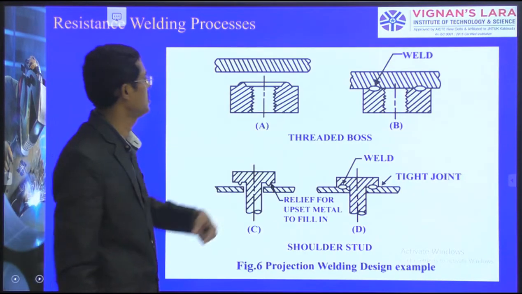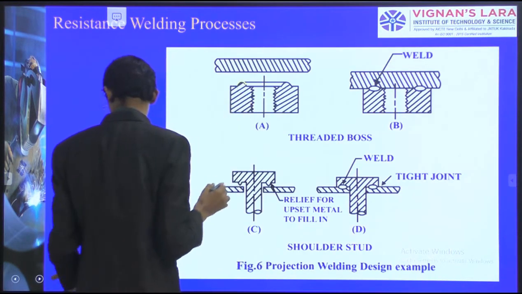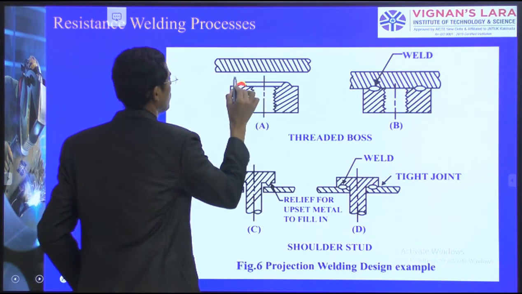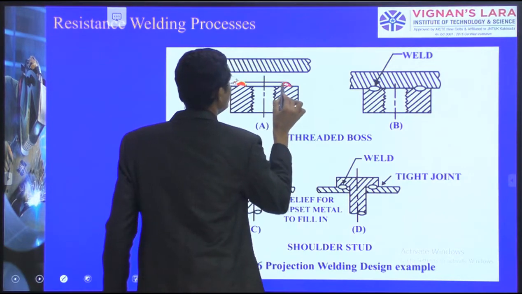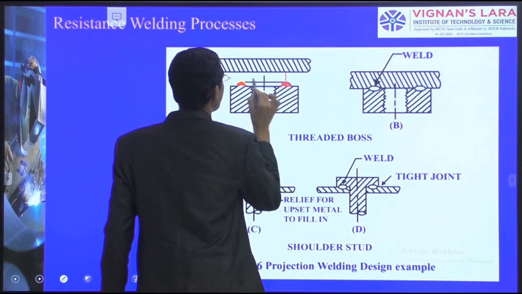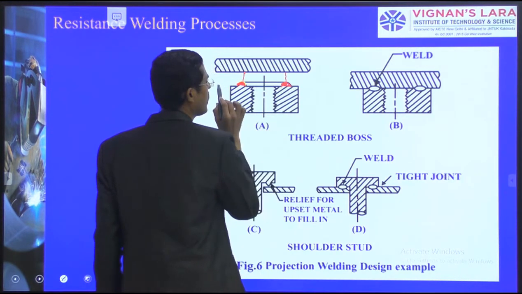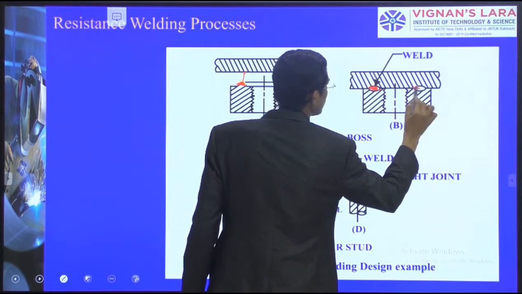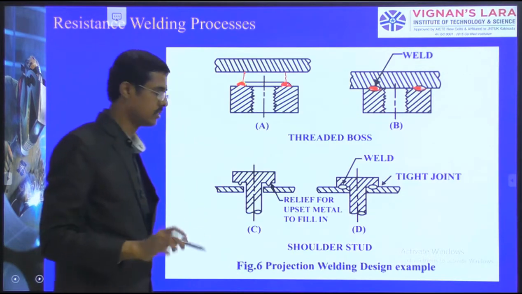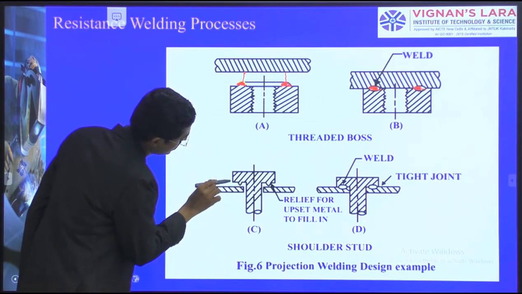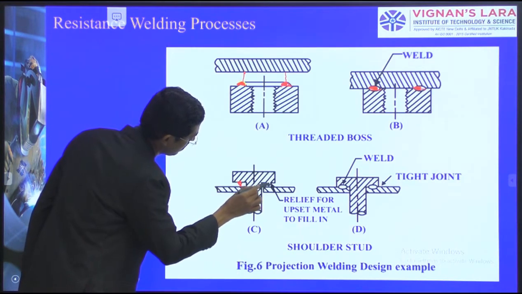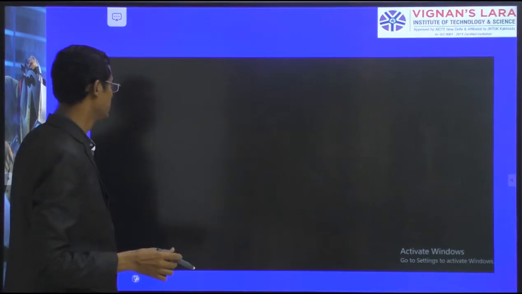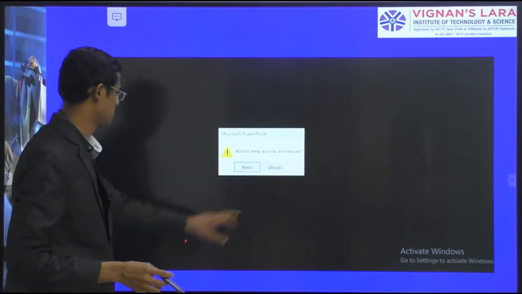Some few images, see here. Here is the projection. Projection is kept at this point. So this projection will come in contact and the current flow will occur, and then it melts and completes the joining. See here in this image, this is the projection available there. So that small point will make the welding process.